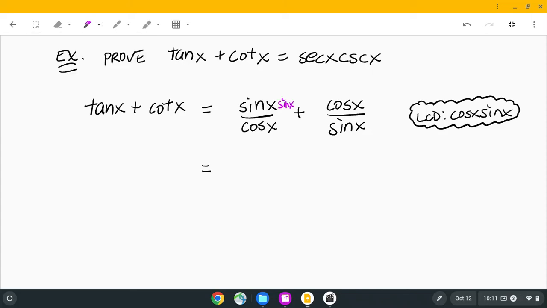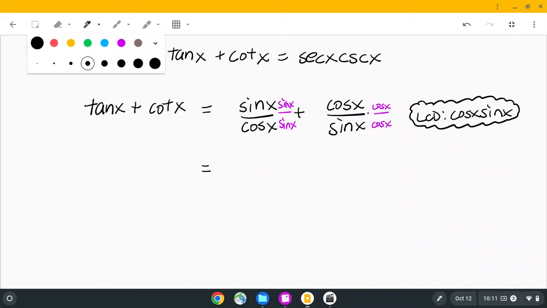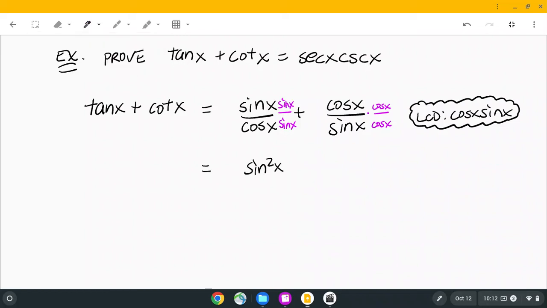Sine x over sine x, which is 1, right? And then this fraction, I only have sine x. I want it to look like this. It's missing the cosine x, so I'm going to go ahead and multiply this by cosine x over cosine x, which is 1, right? That's all we could multiply them by, 1, written in the form of something else. All right, so I get sine squared x over cosine x sine x plus cosine squared x over cosine x sine x.